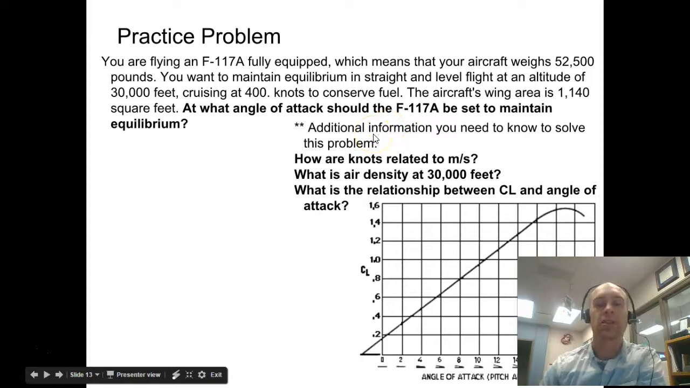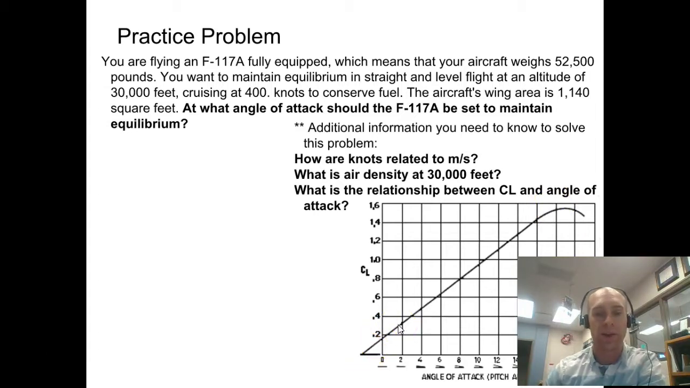Here's some information that you need to know to solve this problem. You need to know how knots are related to meters per second. What is air density at 30,000 feet? What is the relationship between coefficient of lift and angle of attack? Well, here is a graph that shows the relationship between coefficient of lift and angle of attack, and that's for the design of this particular aircraft.